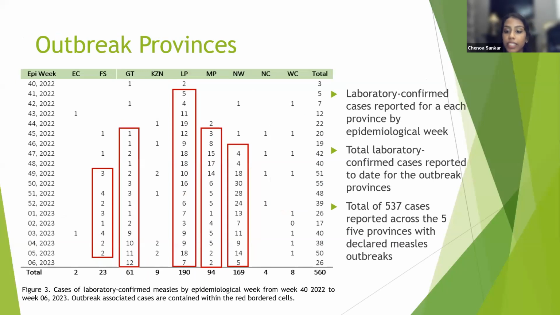So this also indicates the number of laboratory confirmed cases reported for each province and the total laboratory confirmed cases reported to date for the outbreak provinces. So the total of 537 cases reported across the 5 provinces with declared measles outbreaks. So with Free State, we are up to date have 23 confirmed cases. Gauteng has 61, Limpopo has 190, Mpumalanga has 94, and Northwest has 169 cases.